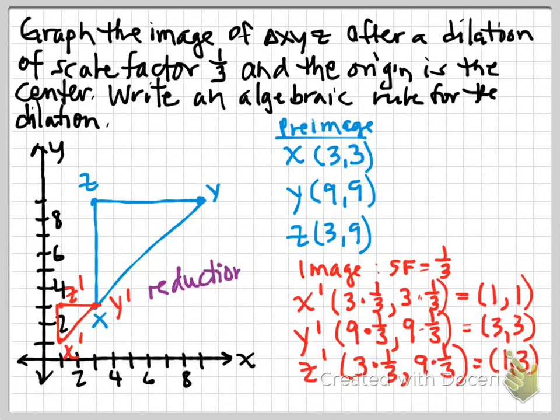Now they did ask us to do one more thing, and they asked us to write the rule. And this is as simple as it is. The rule is these are the coordinates that we began with. But to get to the new coordinates, we took our original coordinates and multiplied them by 1/3. So we have 1/3 x, comma 1/3 y.